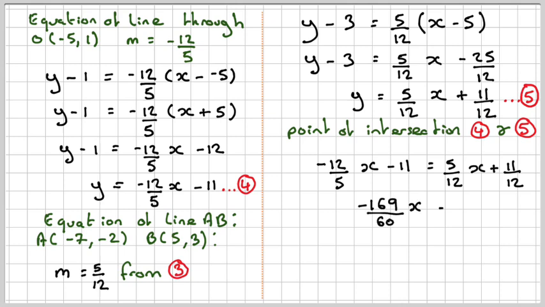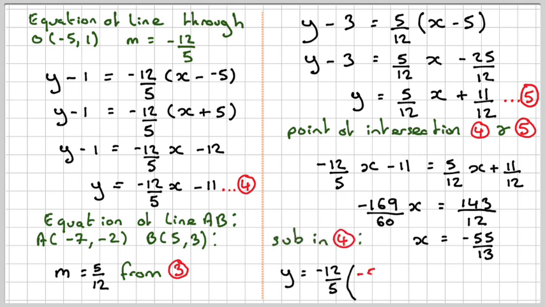So rearranging, we're going to get minus 169 over 60x, so we're taking minus 5 over 12x over here and adding 11 over here, we get 143 over 12. x will be 143 times 60 over minus 169, which will give me minus 55 over 13. Substitute back into 4 or 5, it doesn't matter. So minus 12 over 5 times minus 55 over 13 minus 11 will give me minus 11 over 13.